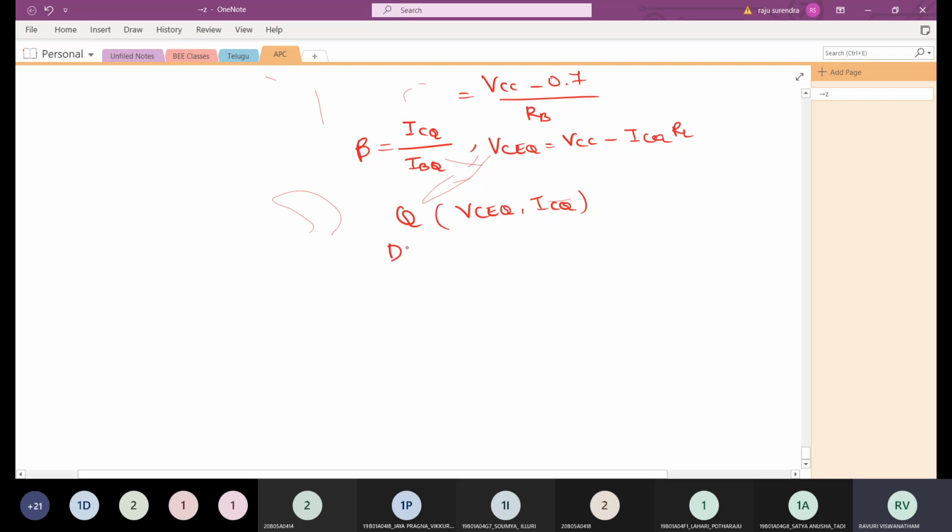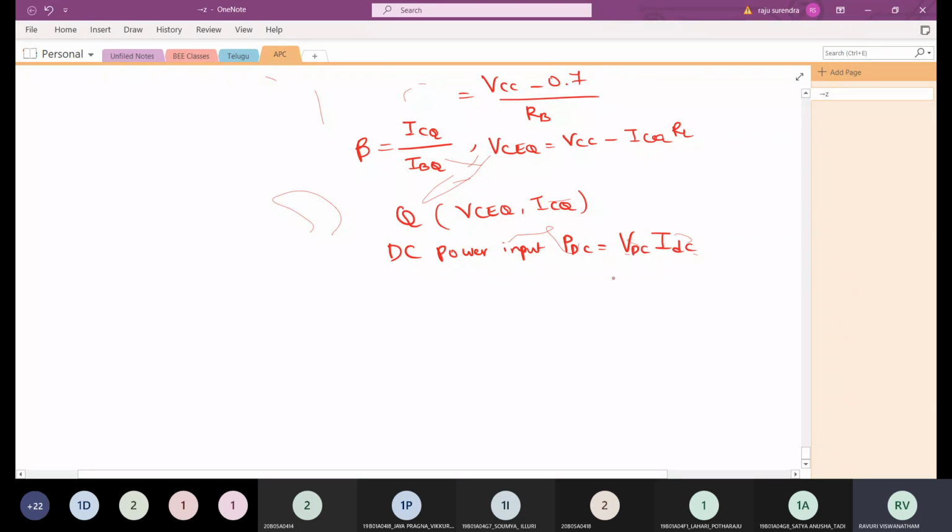Okay. And if we want to measure the DC power input, simply you can call it as PDC is equal to, you know already power is nothing but VI. So here also we have to write as VI, but the current is DC.